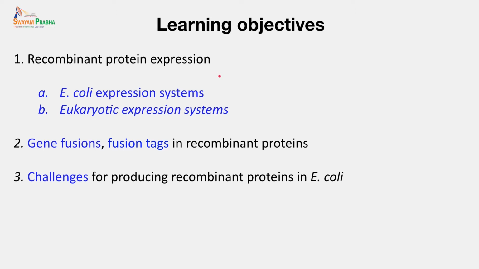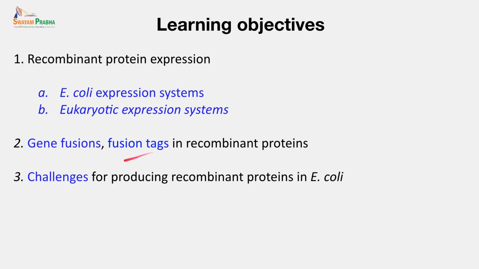Recombinant protein expression utilizes different expression systems depending on the kind of protein that needs to be expressed. So we'll be discussing the E. coli expression system and the eukaryotic expression systems. In this first lecture, we will only be talking about E. coli expression systems. And in the subsequent lecture, we'll be talking about eukaryotic expression systems. And then in the next one, we'll be discussing gene fusions and fusion tags that are very commonly used to be put on the recombinant proteins.